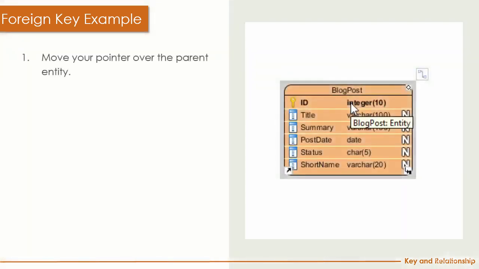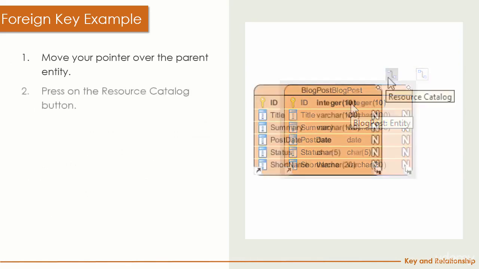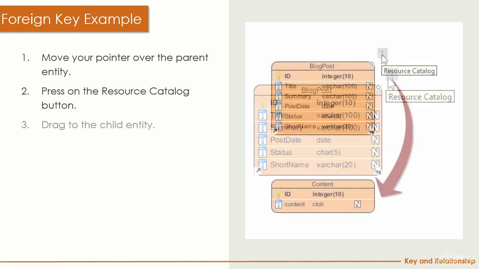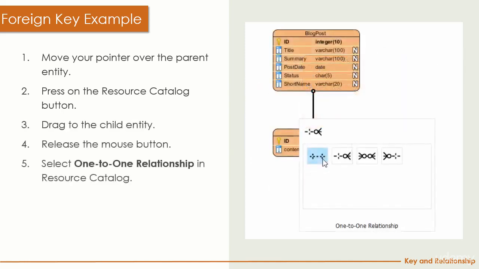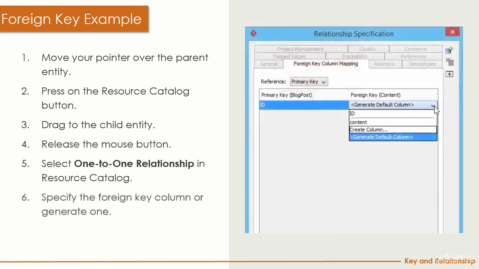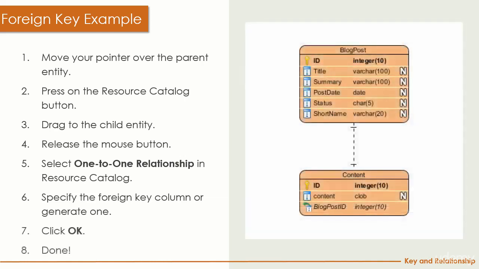Creating a one-to-one relationship is easy and similar to one-to-many. Just move to the resource catalog, drag and drop, and then select the one-to-one relationship. Similar to one-to-many, you also need to pick the foreign key column, or you can generate one as default. Then the relationship will be created.